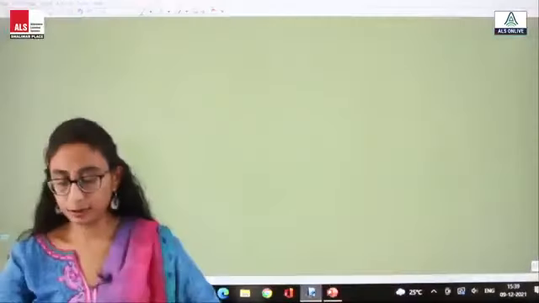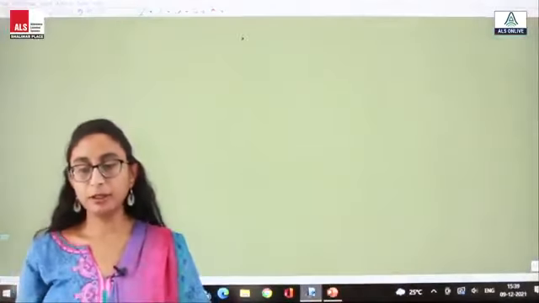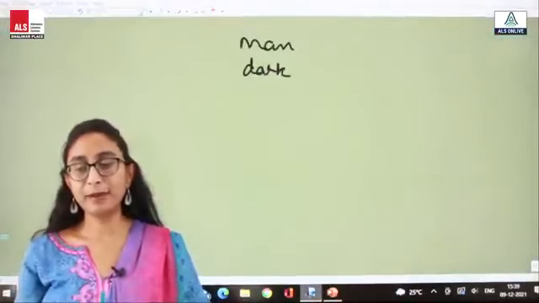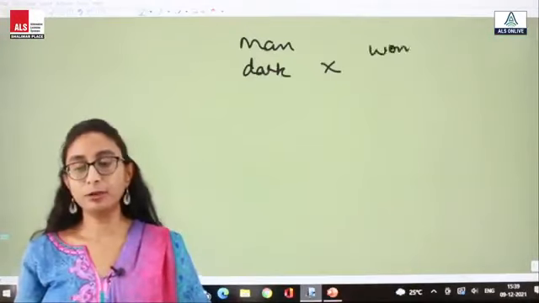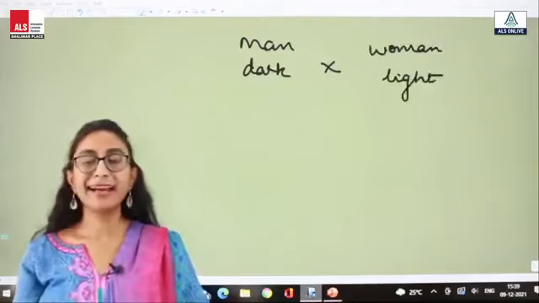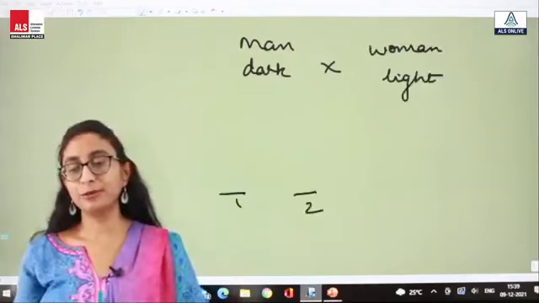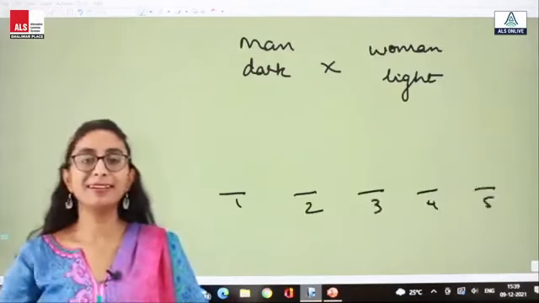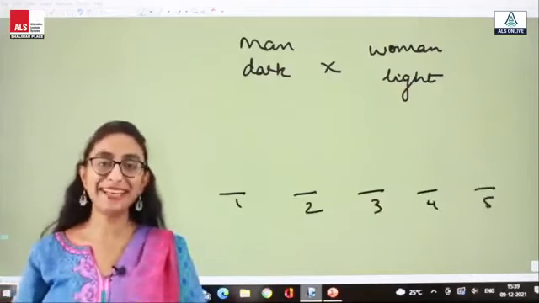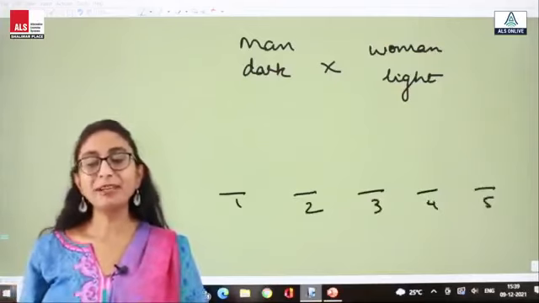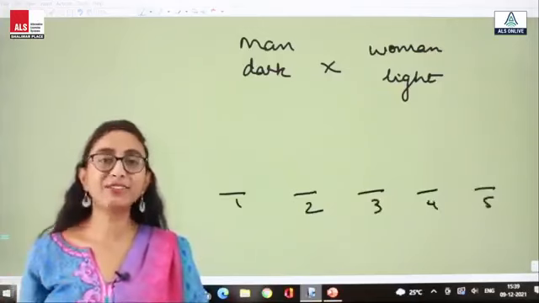say there is a man who has very dark skin color and he marries a woman who has a very light skin color. Consider they have some 5 kids, 1, 2, 3, 4. Now it is a rarity, but imagine suppose they have 5 kids. So what will be the skin color of all these 5 kids?